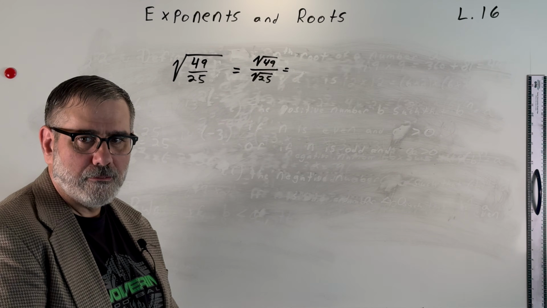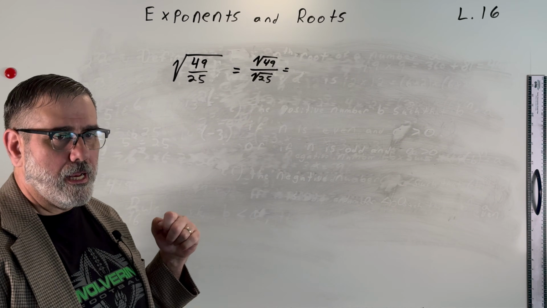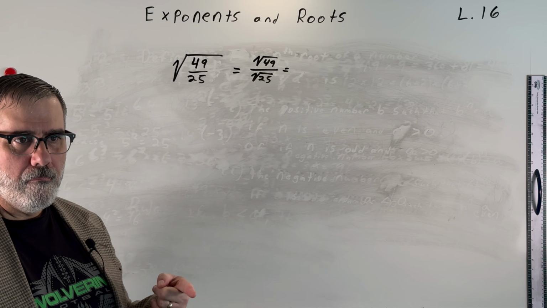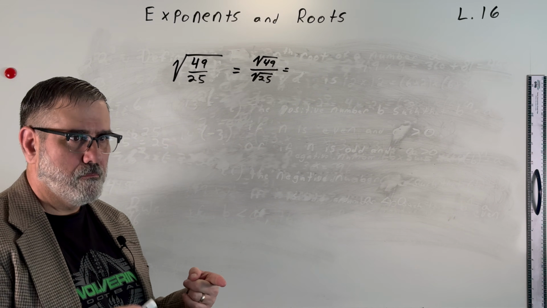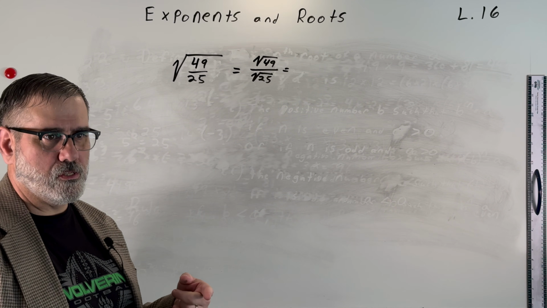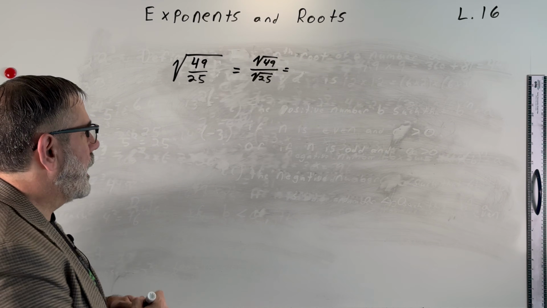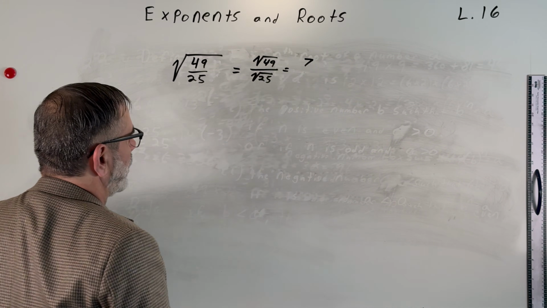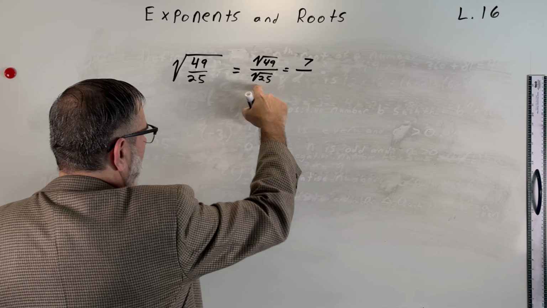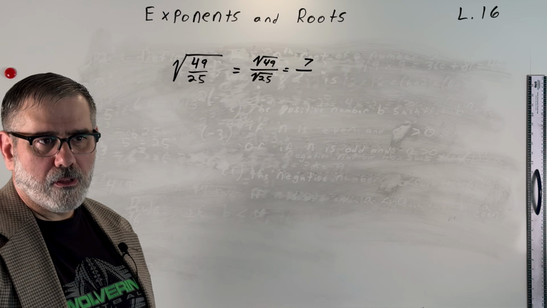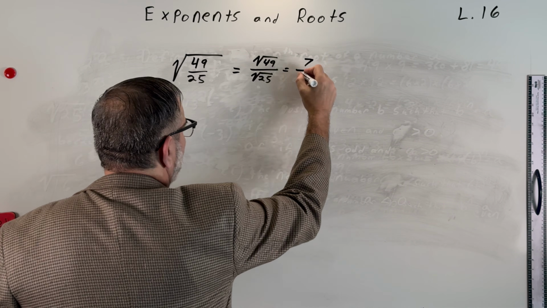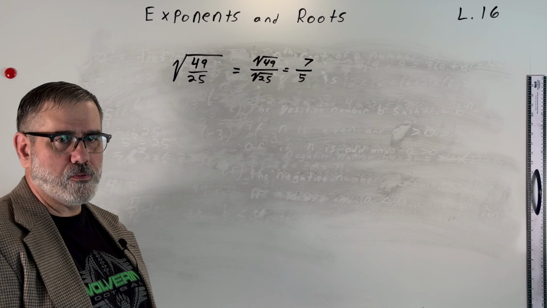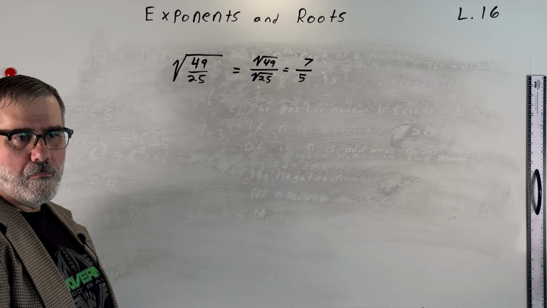And what is that? Well, the square root of 49, what squared equals 49? 6 times 6 is 36. 7 times 7 is 49. So 7 squared is 49. So the square root of 49 is 7. And then in the denominator, the square root of 25, what would that be? It's 5. Very good. So the square root of 49 25ths is 7/5. How about a mixed number? That should be fun, huh?